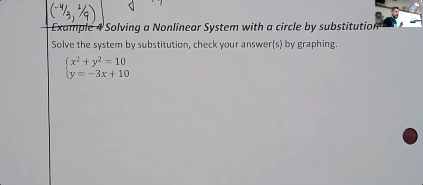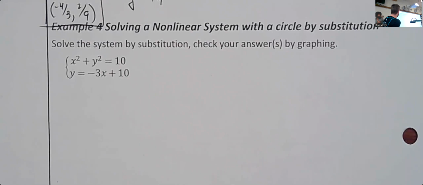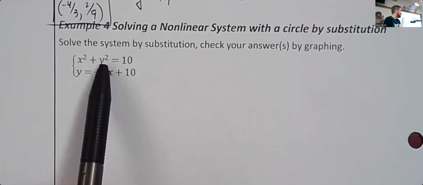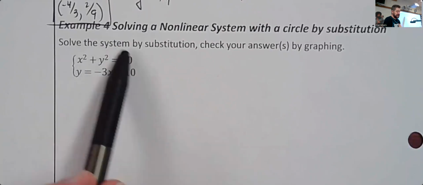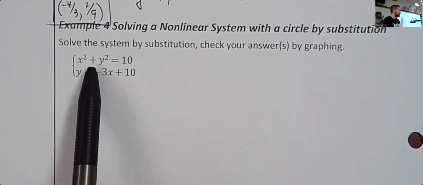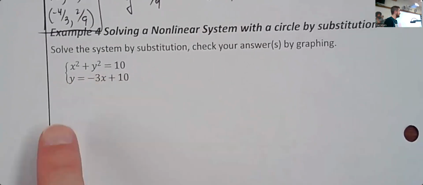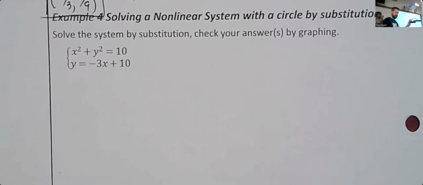All right. So if we solve this system by substitution, it says check your answers by graphing. The graph on this one is going to be a little bit funky, just because we have an x squared plus a y squared. Anytime you have an x squared plus y squared, that will end up creating a circle on a graph because it's not quadratic. Quadratic means that you've got an x squared, an x, and a regular number. This one does not have that. It's got x squared and y squared. We'll deal with that in a little bit.